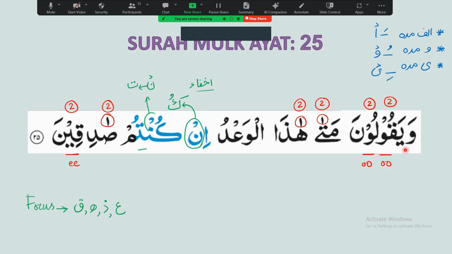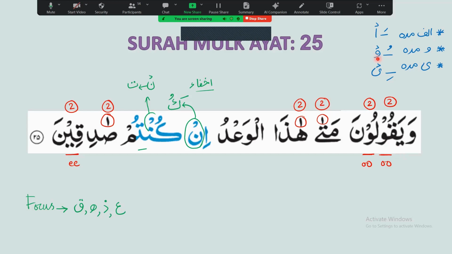The next letter is ya. The middle portion of the tongue is raised towards the palate, and we say ya. Wa ya. Wa yaquluna. Qaf letter. Qaf. This qaf here, with the dhamma on it, is a heavy letter. You articulate it when you put the back of your tongue to the soft palate with strength. And you say qu. Wa yaqu. I'm stretching this qu for two counts because there is a vowel madda here.